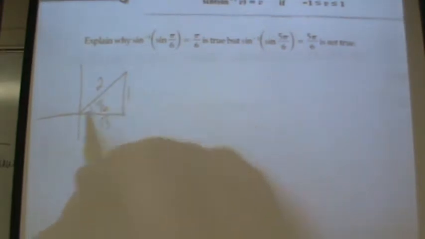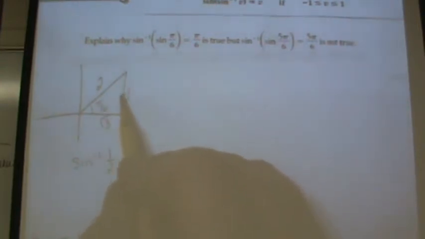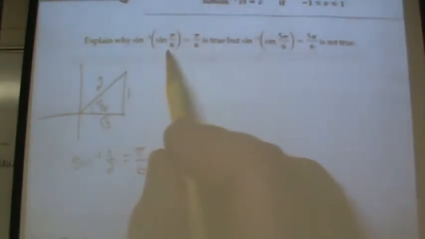So we're going to take the inverse sine after we figure out the sine of pi over 6 is 1/2. We're going to take the inverse sine of 1/2, and that equals pi over 6 back, because you're looking for what angle has opposite 1, hypotenuse 2. So that one is true.